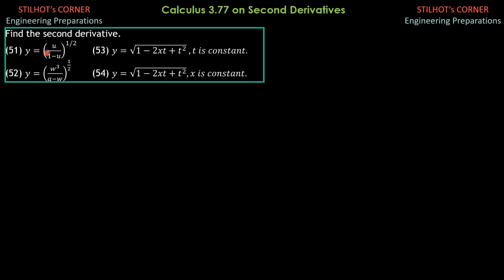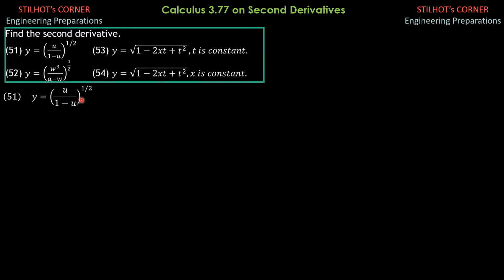So let's apply basic derivative formulas such as power formula and chain rule if possible. If we imagine the whole of this is x, then this is x to the 1 half. Of course, dy/du. So y is u over 1 minus u to the 1 half. Imagine that the whole of this is x. So it's just the derivative of x to the 1 half, but the whole of this is x, and our original variable is u.